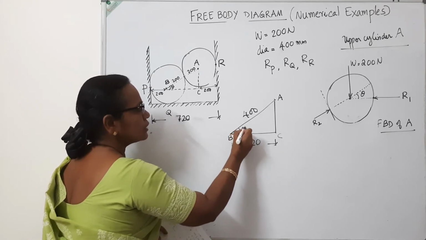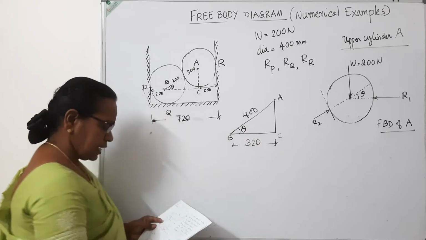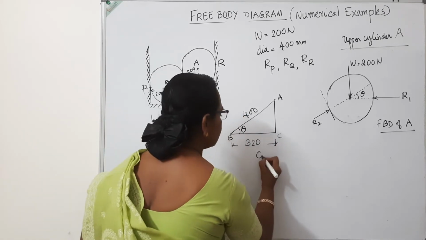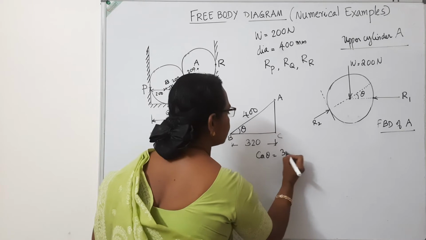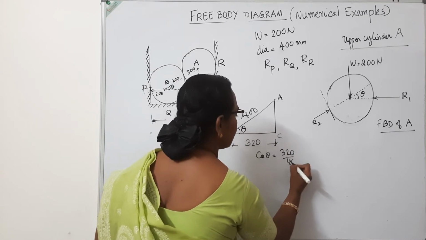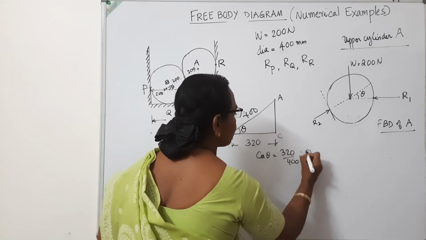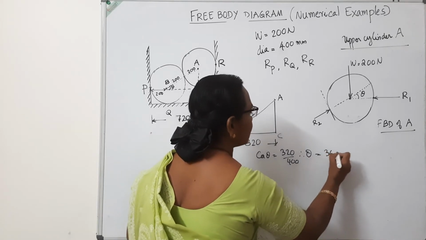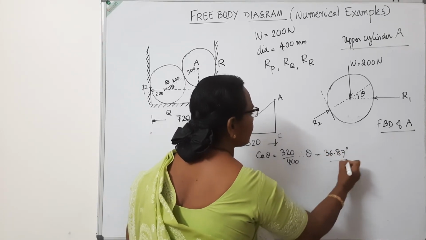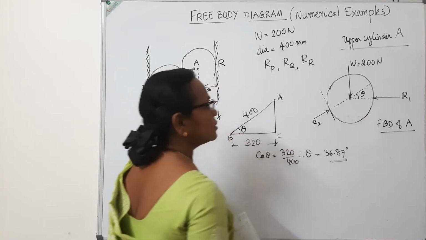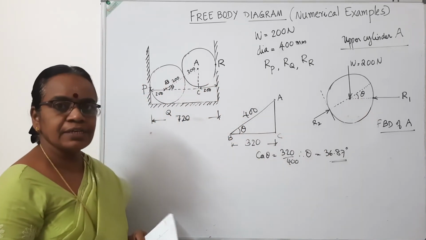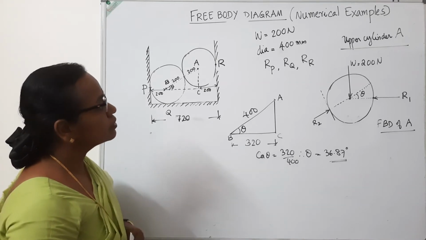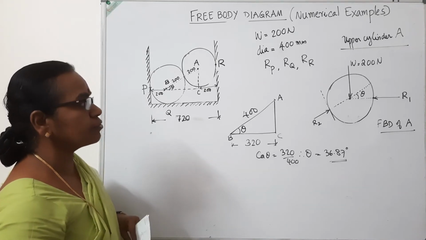So this theta, I will get adjacent side, this is hypotenuse. So I can write cos theta is equal to adjacent side divided by hypotenuse. Therefore from that we will get theta is equal to 36.87 degree. So this angle is 36.87 degree.